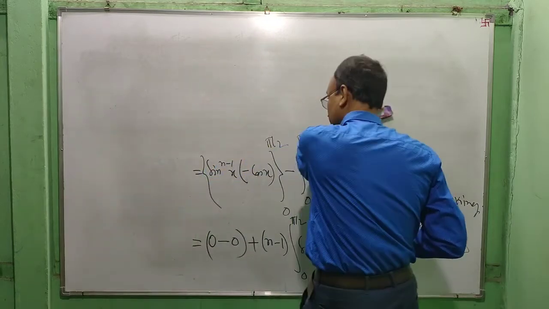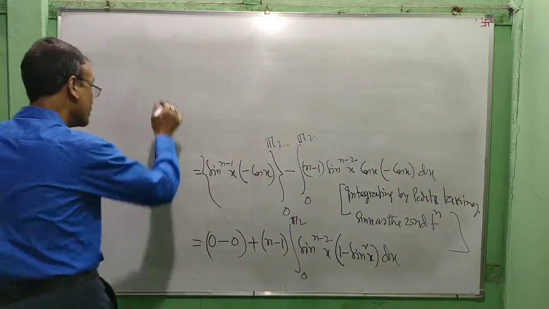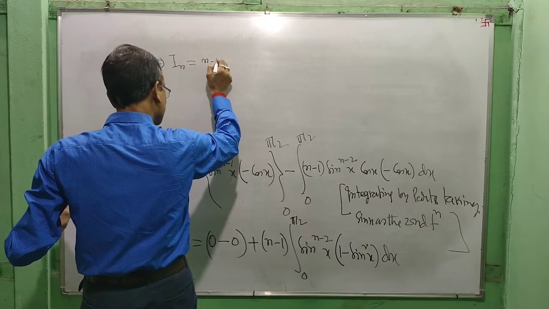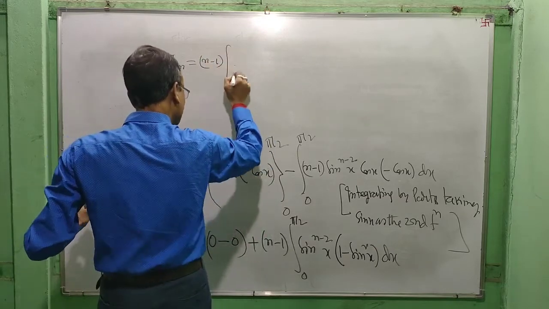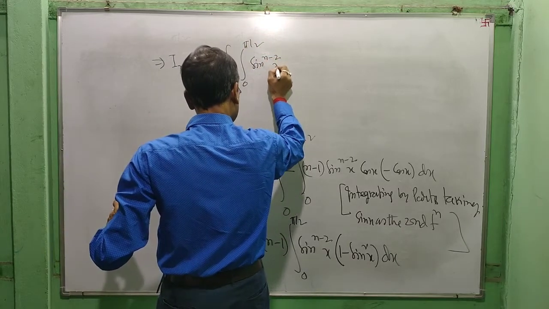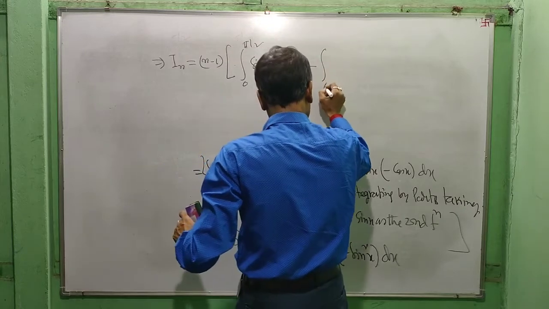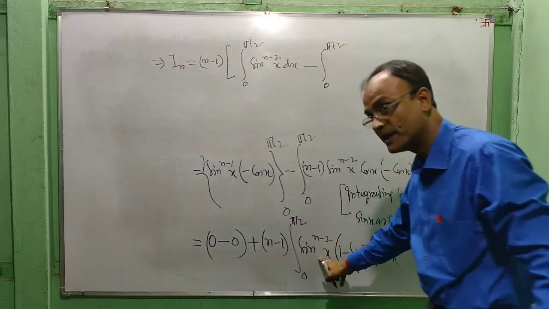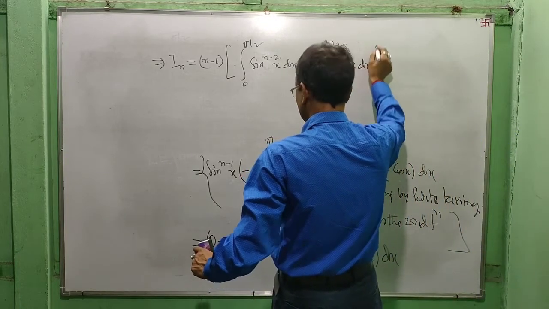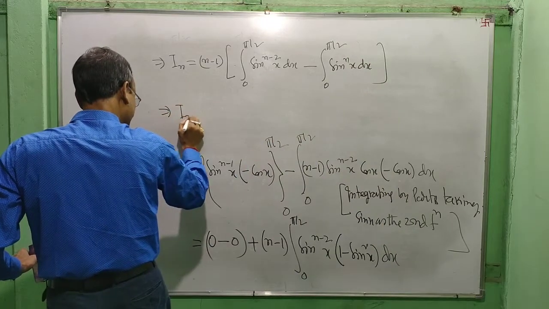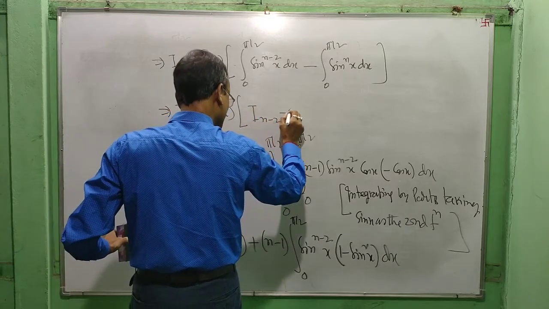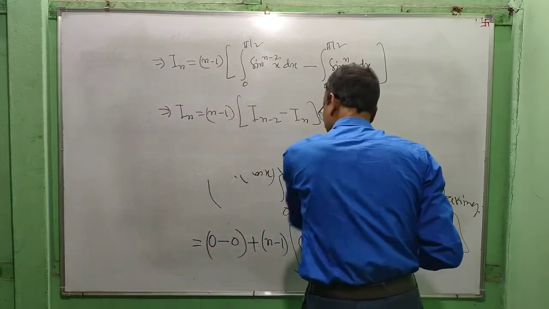We may write like this. Now, In equals n minus 1 times the integral from 0 to pi by 2 of sine to the power n minus 2 x, minus the integral from 0 to pi by 2 of sine to the power n minus 2 x into sine square x, which will be equal to sine to the power n x. This means In equals n minus 1 times (In minus 2 minus In).